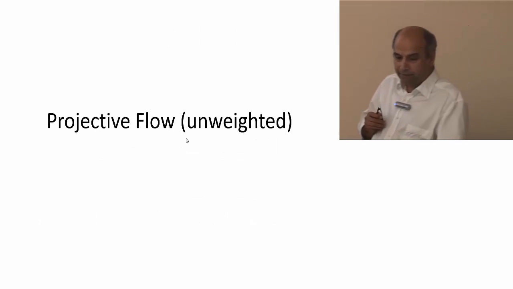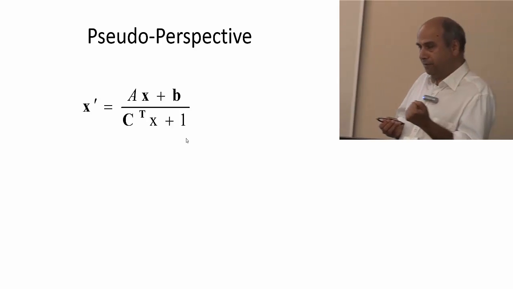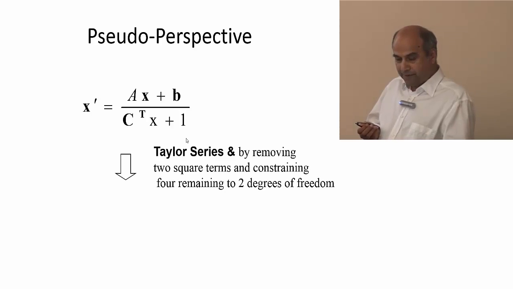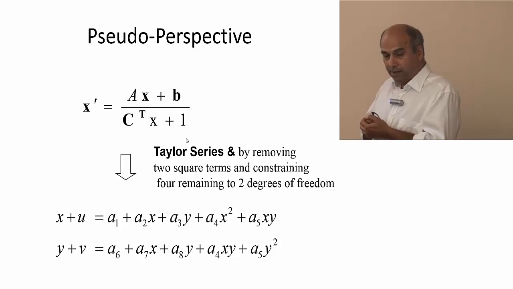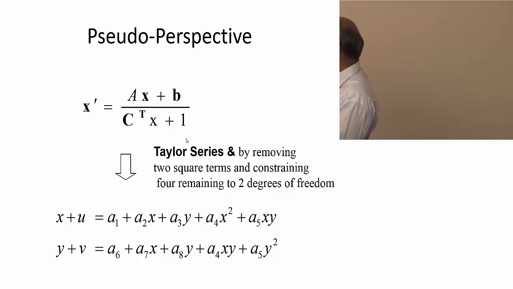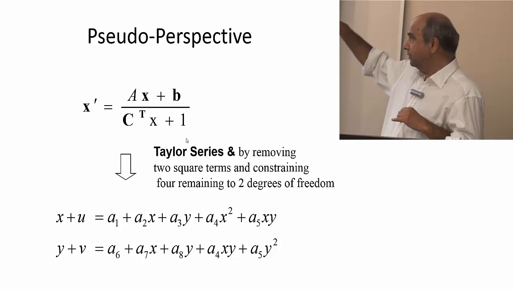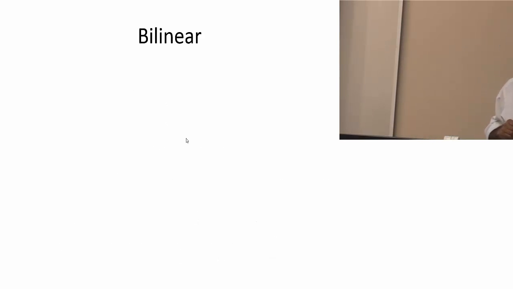So now let's say we want to do the unweighted, the real one. Remember we were talking about the approximation of projective transformation. One approximation is pseudo-perspective. The way we did it is that we take the Taylor series of this, remove 2 square terms and consider the 4 remaining terms, and this is a pseudo-perspective transformation, which is an approximation of the projective. Whenever you have a non-linearity, you always use a Taylor series to linearize it. And that's what we have done here. So now this is very similar to affine. Again, there's no denominator, so you can use that.